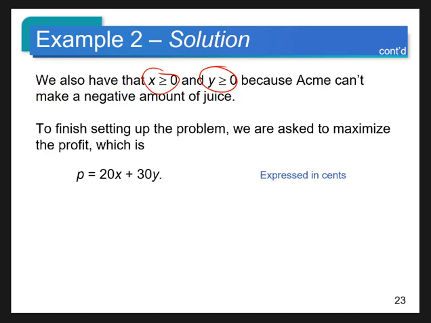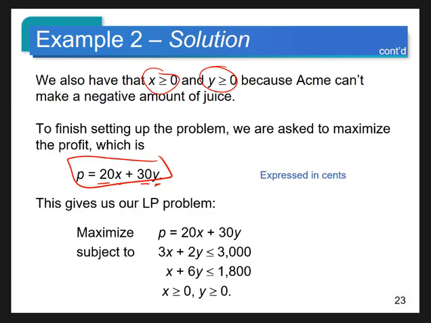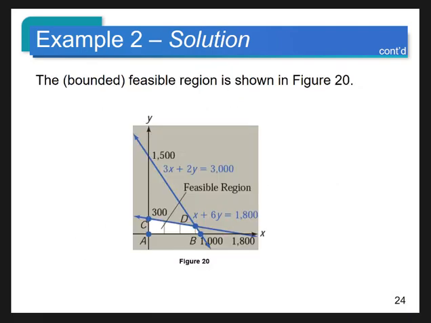Our objective function then is we get 20 cents per quart profit on the beginners, 30 cents per quart profit on the x. That does not get graphed, that just gets set aside, and that's the function we want to maximize once we get our feasible region. Those are our constraints. So we graph the equations, get our feasible region.